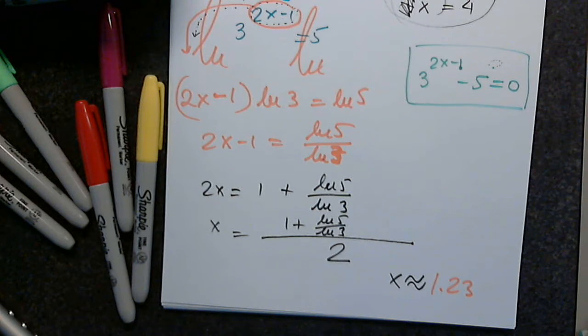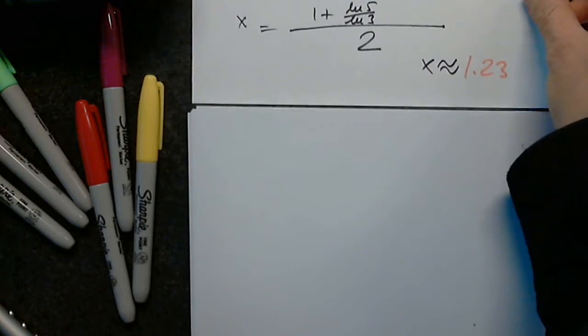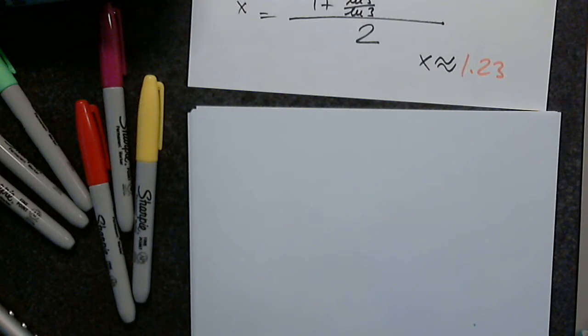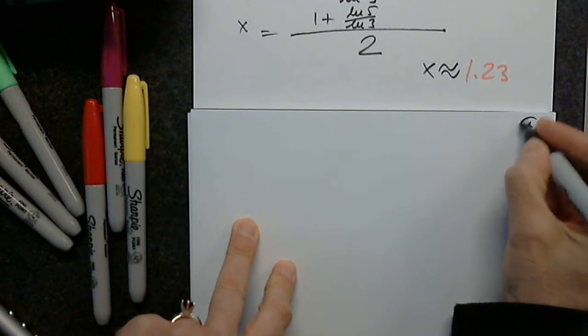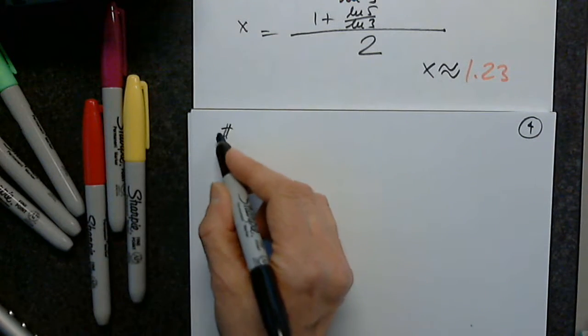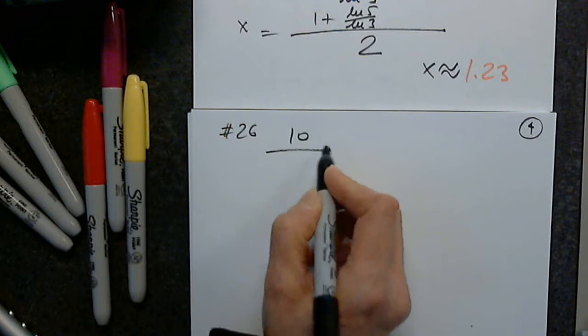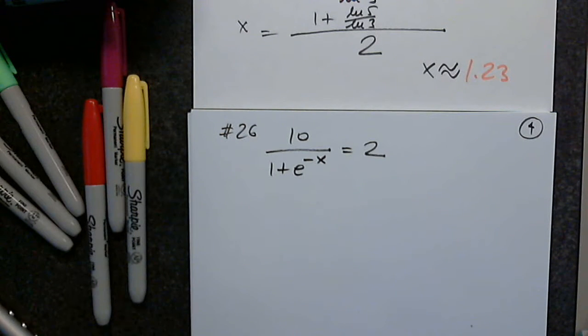Now here is another type of exponential equation. To be exact, it's a combination. It's not an exponential equation per se. I would call it more of a logistic equation. Okay. I'm jumping to 26 and then I'll come back to the most difficult one. So 26. 10 divided by 1 plus e to negative x equals 2.